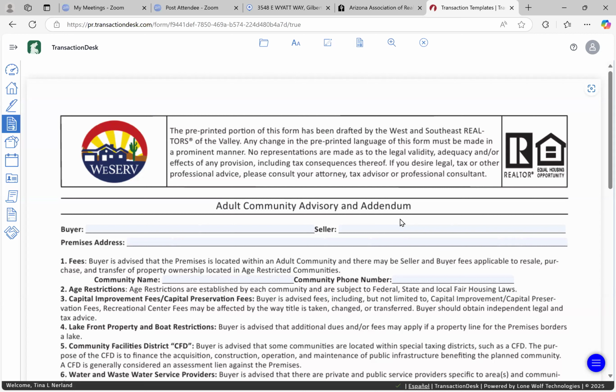And that is the class tonight. So we went over the HOA addendum and the adult community advisory addendum. Does anyone have any questions based on the material we covered tonight?